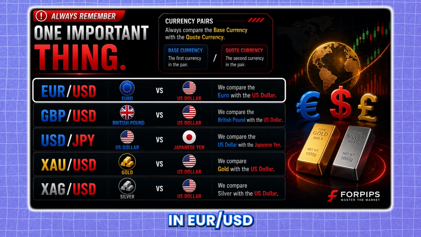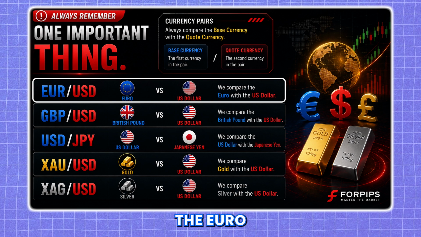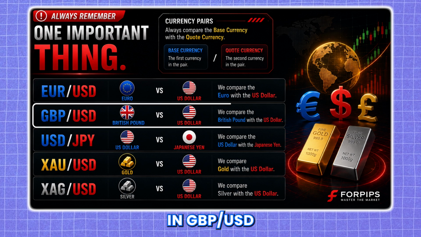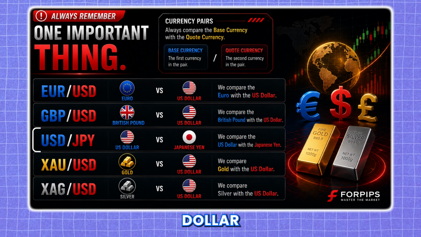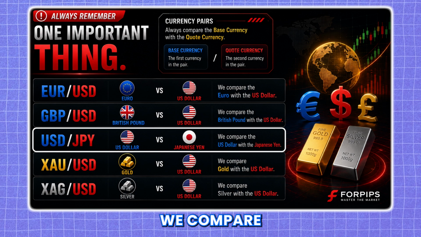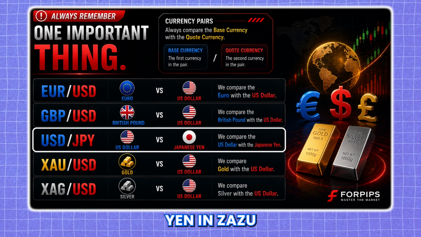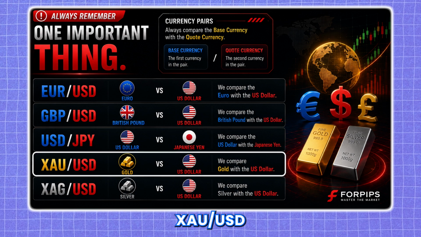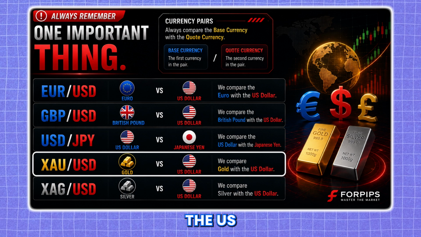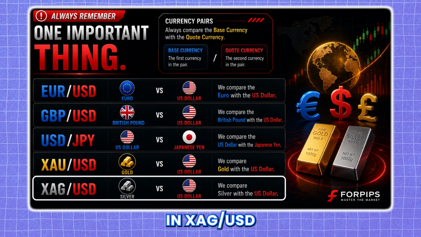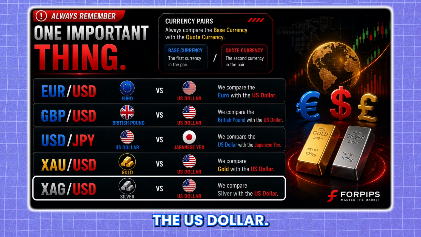In EUR/USD, we compare the euro with the US dollar. In GBP/USD, we compare the British pound with the US dollar. In USD/JPY, we compare the US dollar with the Japanese yen. In XAU/USD, we compare gold with the US dollar. In XAG/USD, we compare silver with the US dollar.